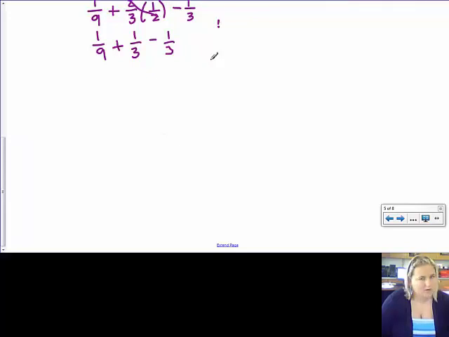I know that 1/3 is the same as, I'm going to cancel this out and call it 3/9 instead. I have to have a common denominator. So 1/9 plus 3/9 is 4/9, minus 1/3, which we just said was 3/9, which gives me 1/9 as my final answer.